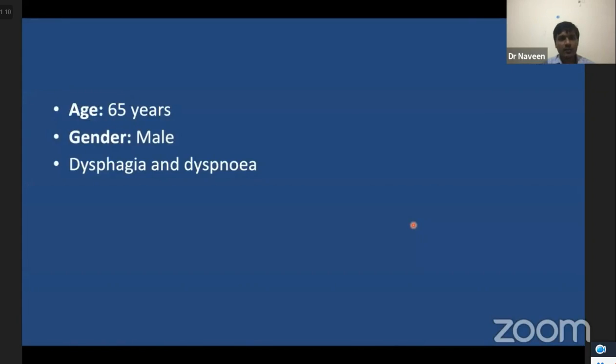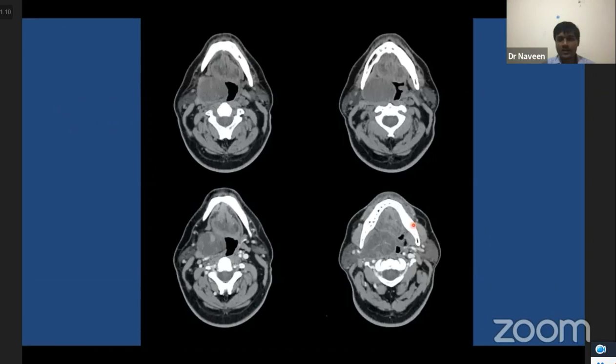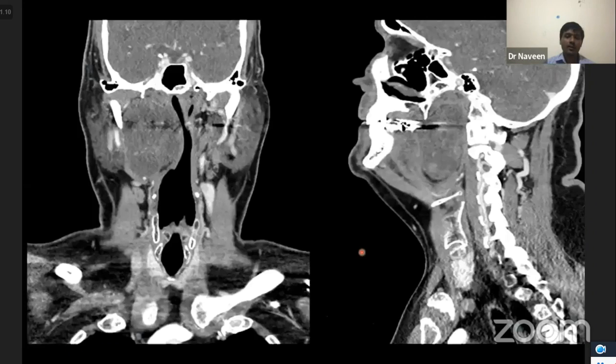Next, a 65-year-old male patient presenting with dysphagia and dyspnea. Here, the non-contrast CT shows a well-defined lobulated hypodense lesion within the parapharyngeal space. Here, we can see a thin strip of fat both on the anterior and the posterior aspect of the mass lesion. And again, the post-contrast study shows a heterogeneous enhancement. Here, we can see a small stalk communicating with the parotid gland through the widening of the stylomandibular tunnel.